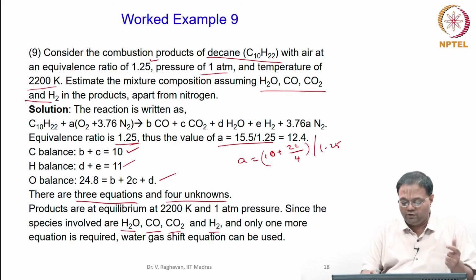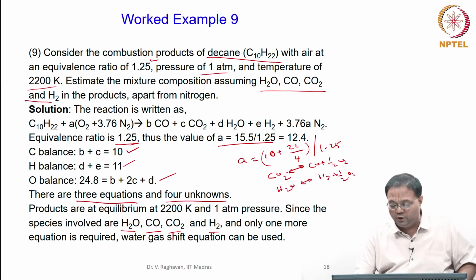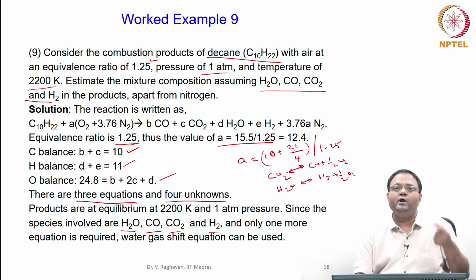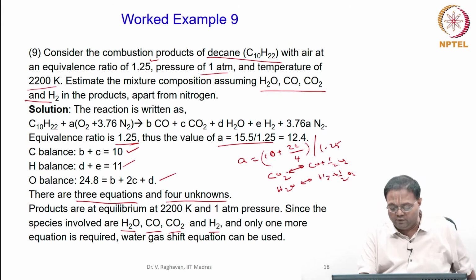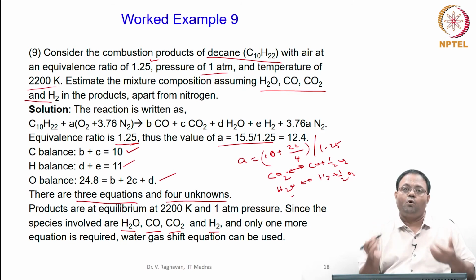If you explore the choice of using CO2 giving CO plus half O2, and H2O giving H2 plus half O2, you can use these 2 equations, but you need only one equation. If I select one equation like CO2 splitting into CO, then H2 will not appear at all. If you take the other equation, CO will not appear at all. So we have to take an equation in which both are present.